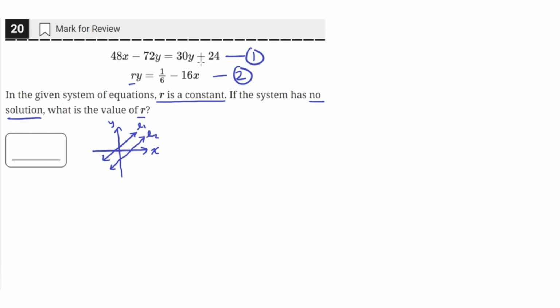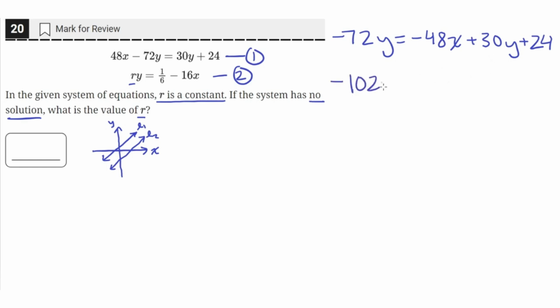So the first equation we have, let's write it in the form y equals mx plus b. We can do that by moving this 48x to the other side. So we'll be left with negative 72y equals negative 48x plus 30y plus 24. So we just subtracted 48x from both sides. And then let's move the 30y to the other side by subtracting 30y from both sides. So on the left, we'll be left with negative 102y equals negative 48x plus 24.